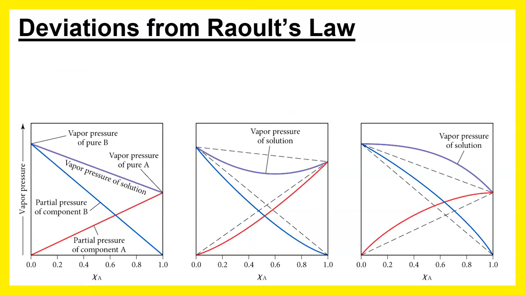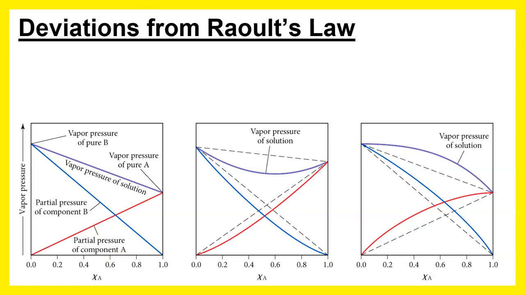At first, these graphs look bonkers. There's so many lines, and now we have dotted lines, and why are some bending, and it can be a little overwhelming. So always look at your axes first. If you notice, we have vapor pressure here, increasing as we go up, and we have mole fraction on the bottom.